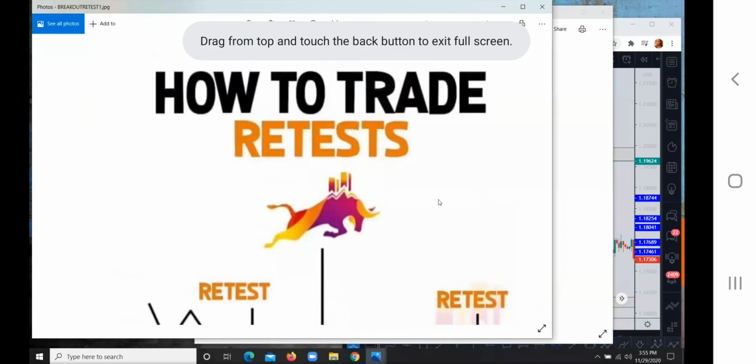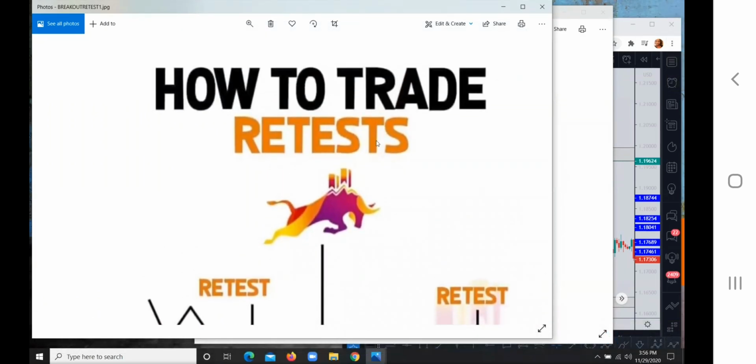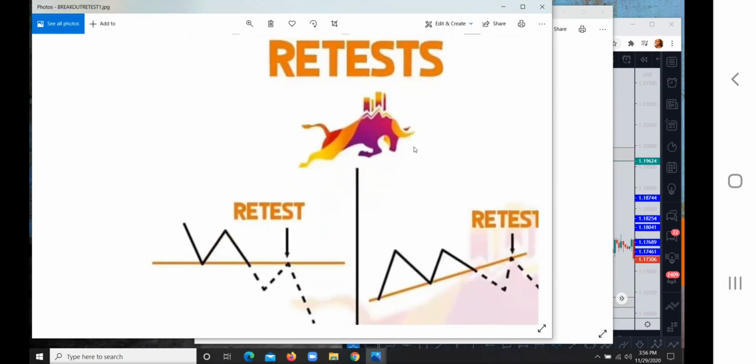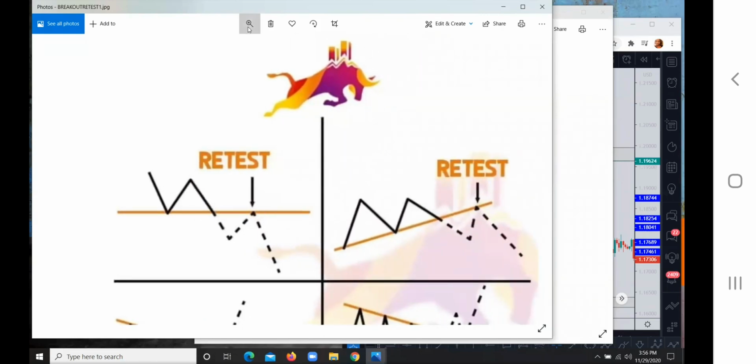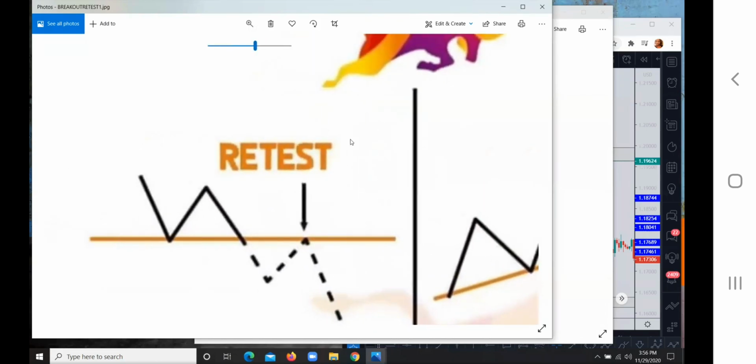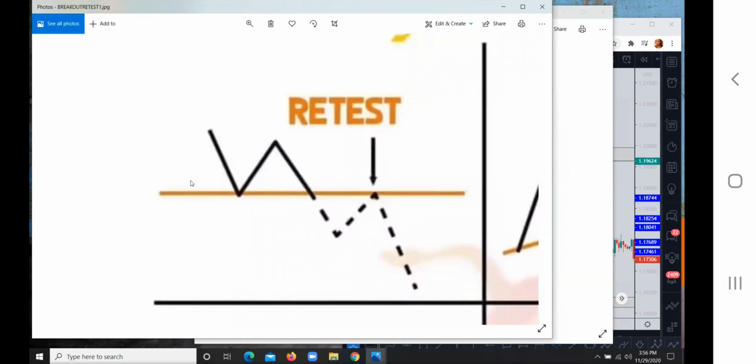In this video, I'm going to be talking about how to trade retests. So the break and retest, what it is and how to find them in the market. There's a couple of different ways to find them, but they're very, very strong when it comes to different types of confluence. So this first example on this picture here is showing you a support line, right?